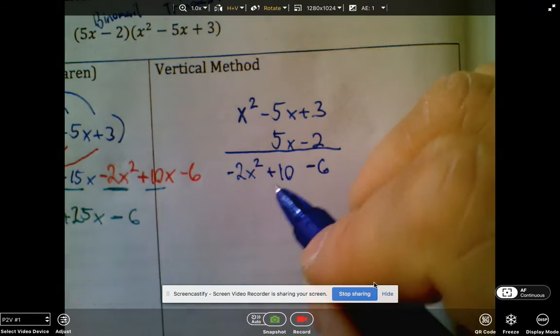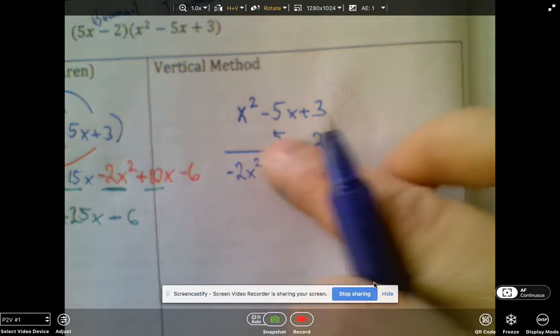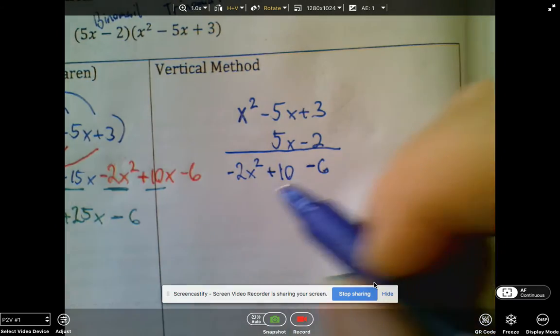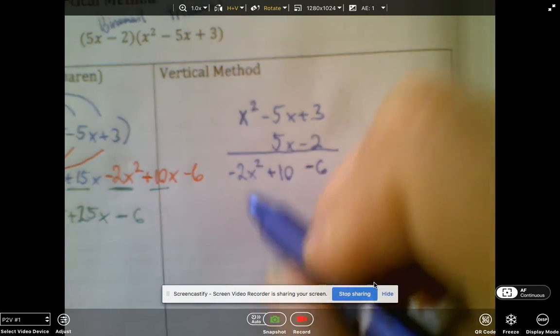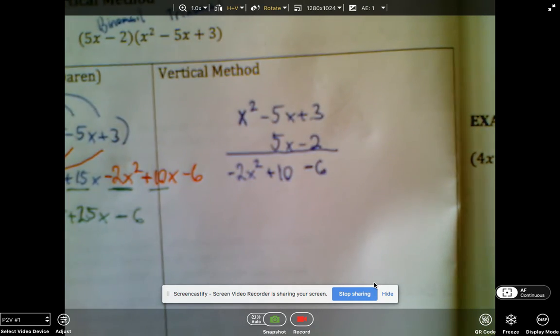Now I'm going to multiply everything by the 5x, and this time when I set up my answers here, I'm going to keep the degrees together.